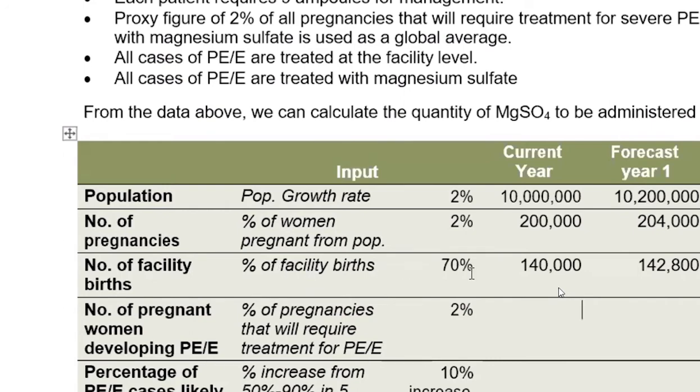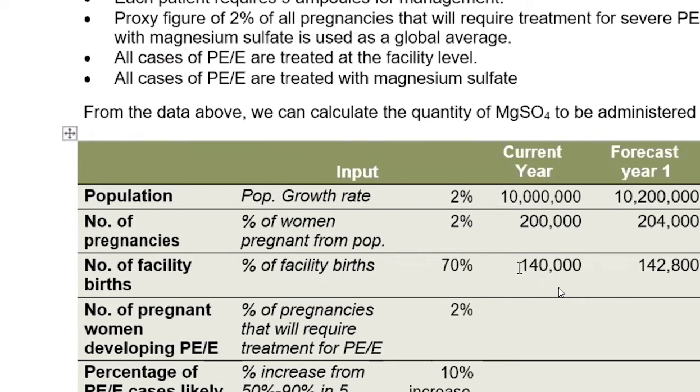So here, of all the women who fall pregnant, only 70% will give birth in the health facility. So as you can see, the numbers are dwindling, right? Because we are removing all these confounding factors for us to arrive at a quantity that, if we bought, will neither overbuy nor underbuy, right?